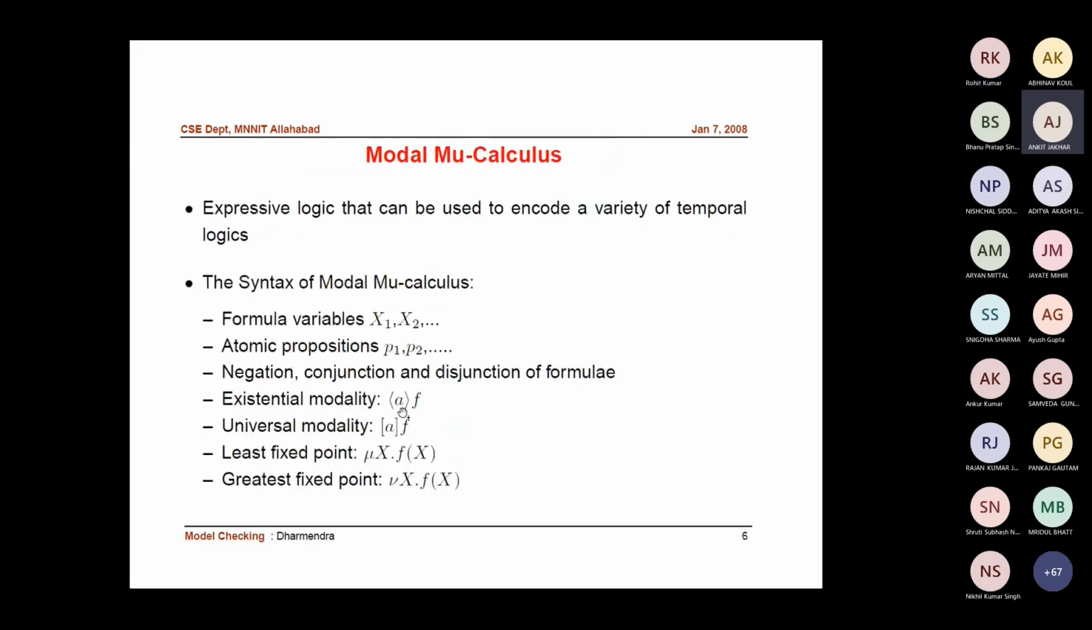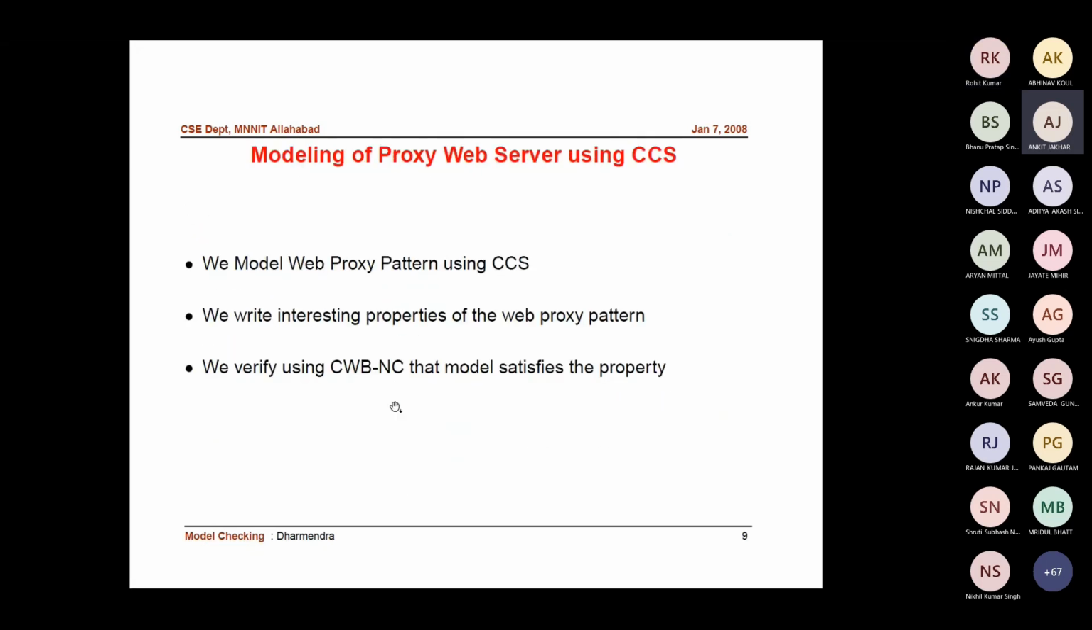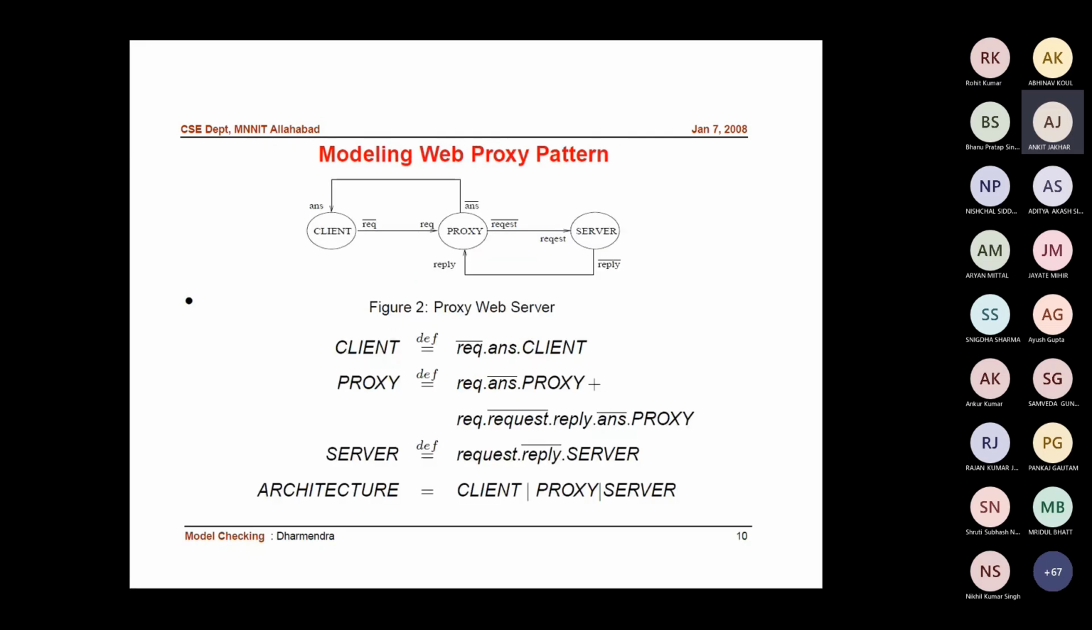Okay. So next is an example I am taking, where you are going to model a proxy web server using CCS. So here we are going to model a web proxy pattern using CCS. So proxy, as you know, so what is proxying? There is going to be a certain client. It is going to send a request. And the request is going to be received by a proxy.